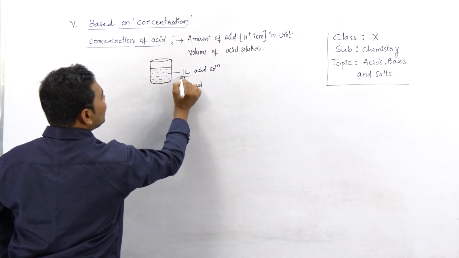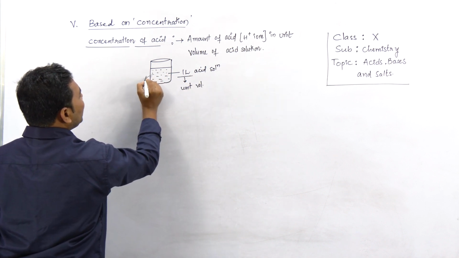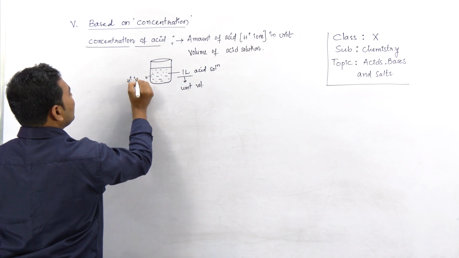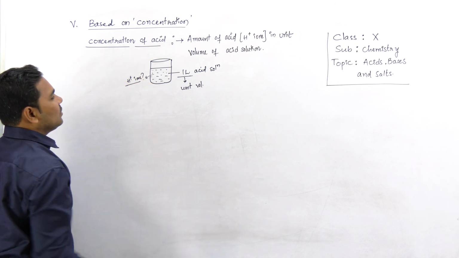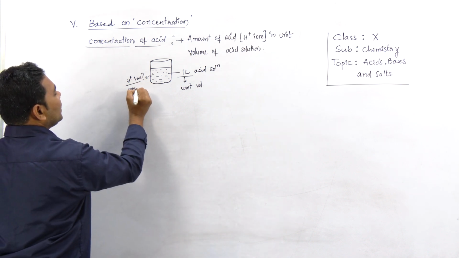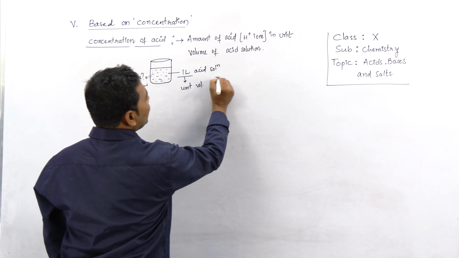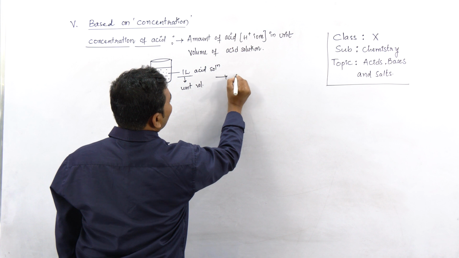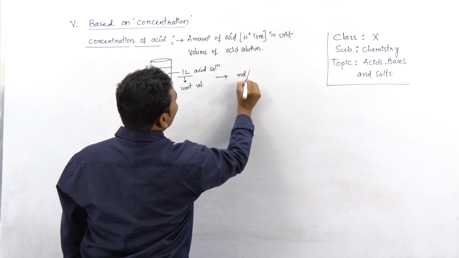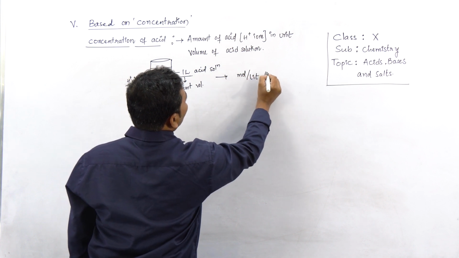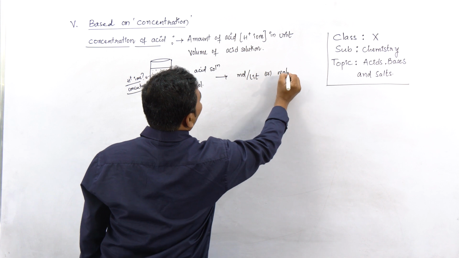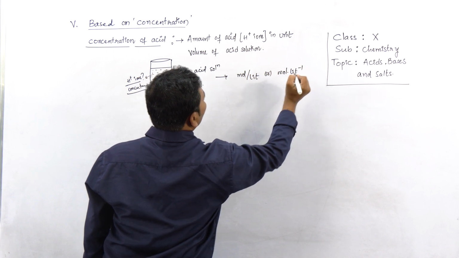Now in 1 liter of acid solution, how many H plus ions are present? The number of H plus ions is called its concentration. This concentration is expressed in mole per liter. This can also be written like this, mole liter inverse.